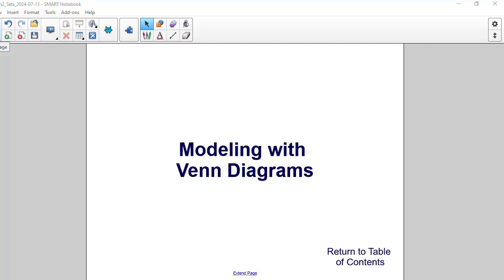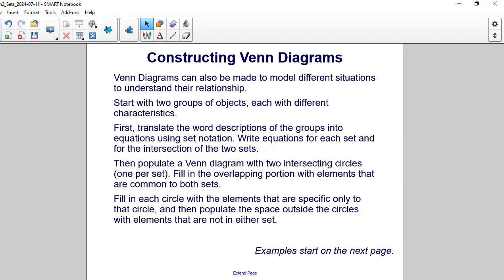Modeling with Venn diagrams. Constructing Venn diagrams. Venn diagrams can also be made to model different situations to understand their relationship. Start with two groups of objects, each with different characteristics.